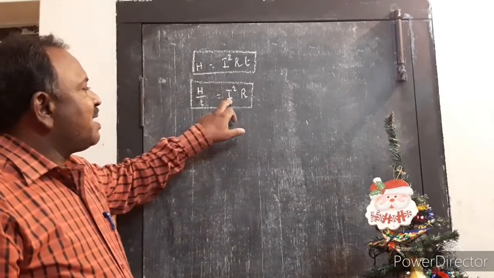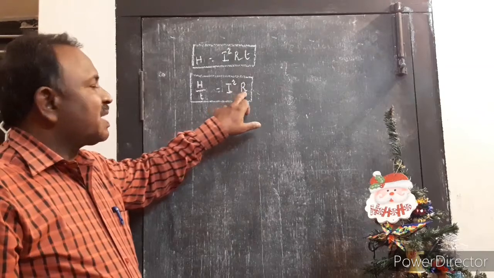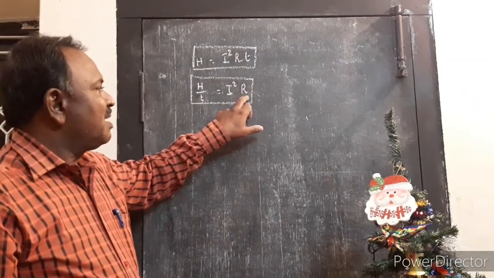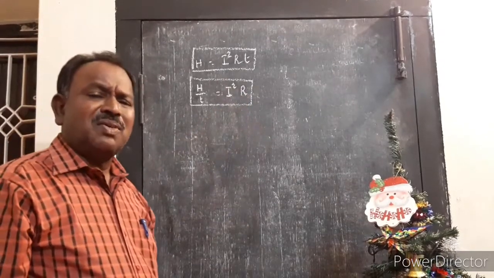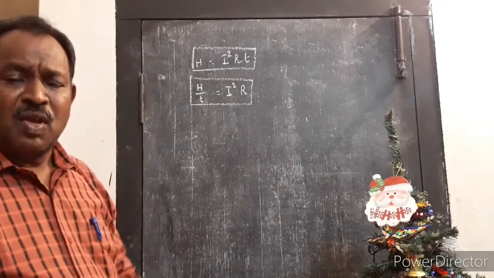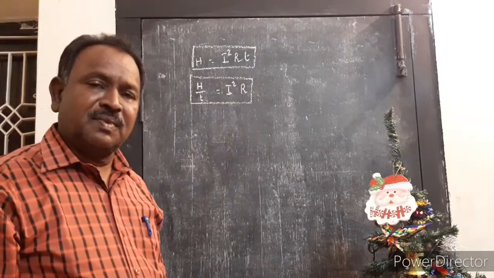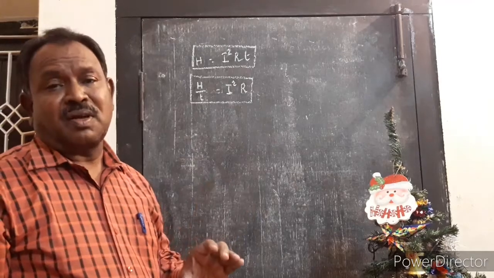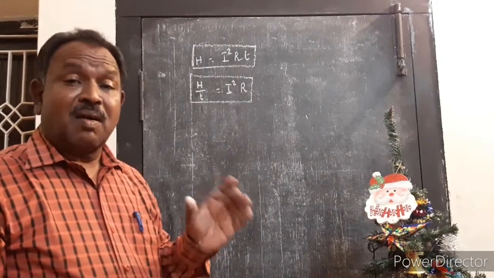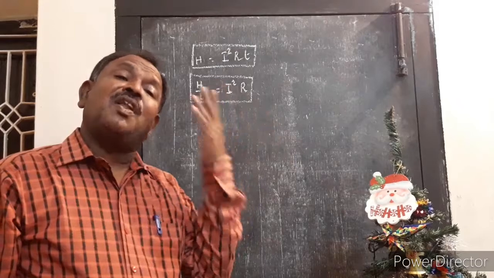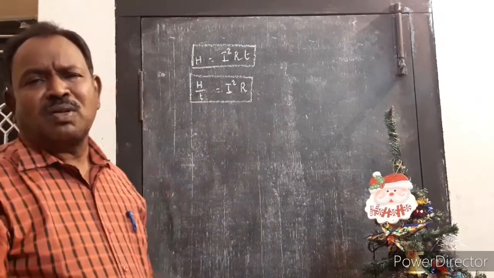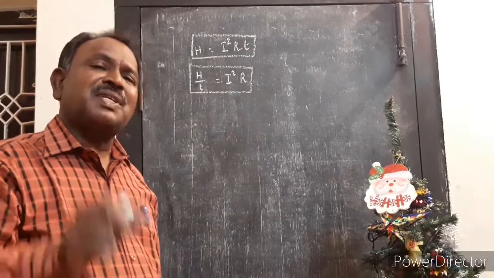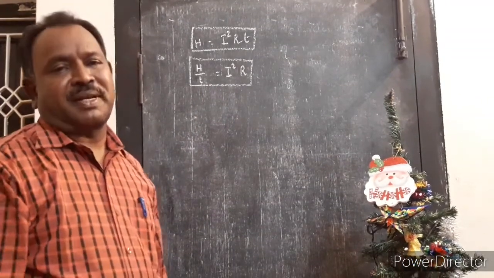So, I squared R. There are two ways to minimize the electric power loss. One is to decrease the current. The second one is to decrease the resistance. When I decrease the resistance, I have to select transmission lines of huge cross-sectional area. Thick wires I have to use. When I use thick wires of copper or aluminium, the cost of the transmission lines becomes large. So usually they follow another method. They will decrease the current by increasing the voltage.